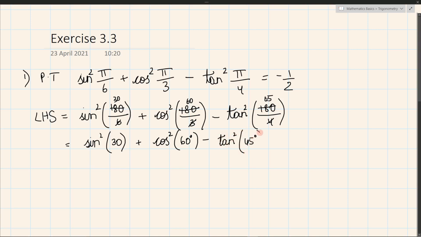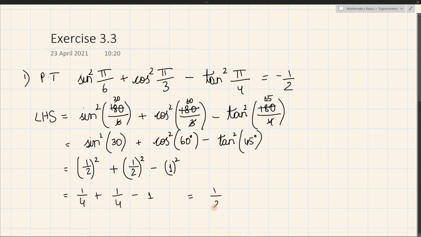So this is nothing but sin 30 is 1/2, whole square, plus cos 60 is again 1/2, also whole square, minus tan 45 is 1, whole square. So this is 1/4 plus 1/4 minus 1. This is 1/2 minus 1, which is minus 1/2. Therefore LHS is equal to RHS.